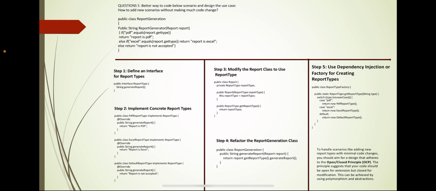The report type is created using dependency injection or a factory of report types, where you give the PDF or Excel or whatever it is. This structured form of writing the code helps in following the open closed principle. This is usually followed in most of our projects, but we don't recognize it as a SOLID principle. The principle suggests that your code is open for extension but closed for modification.